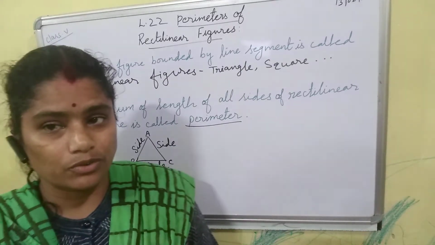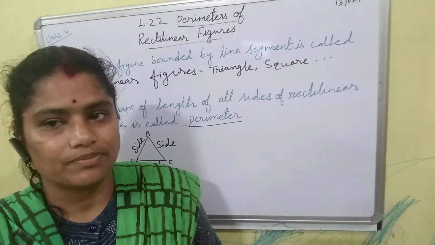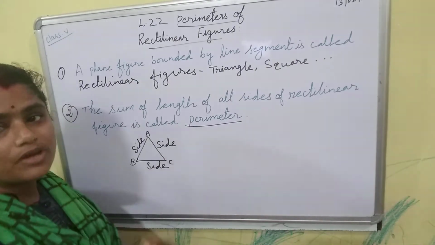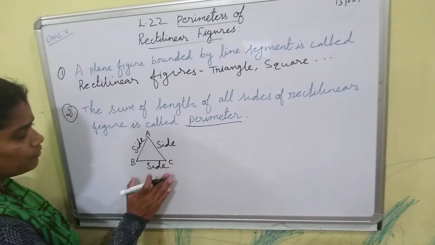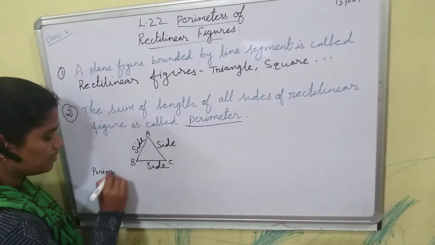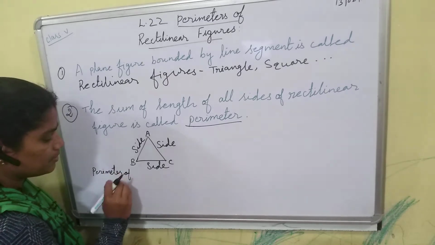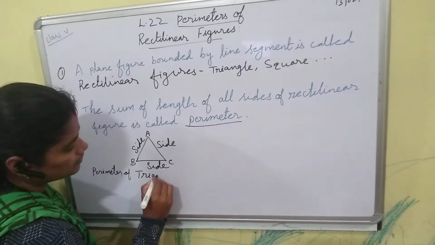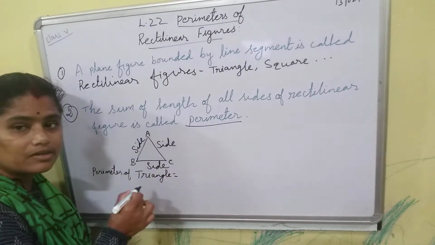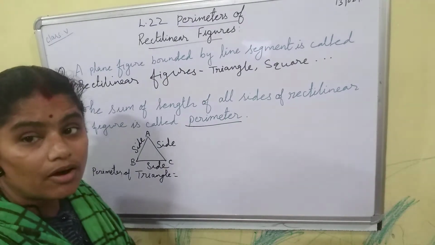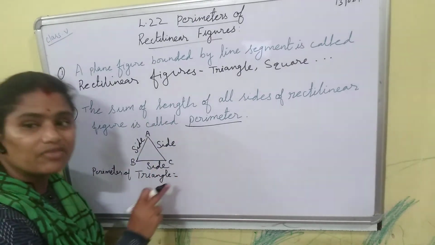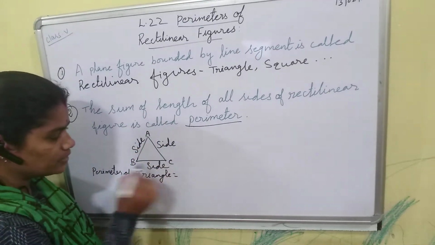So we have to find the formula. What is the perimeter of a triangle? How do we form the formula? The perimeter of a triangle is the sum of all sides of the rectilinear figure, the sum of the lengths of all the sides. So one side, two side, three side.